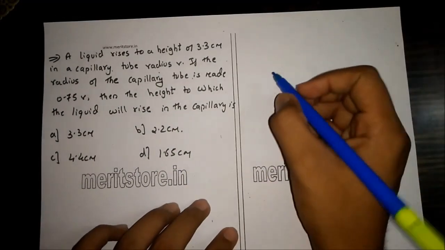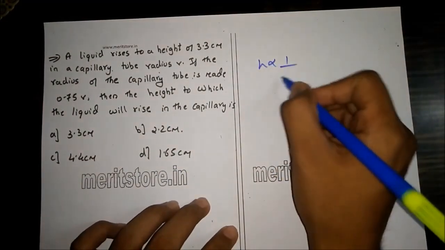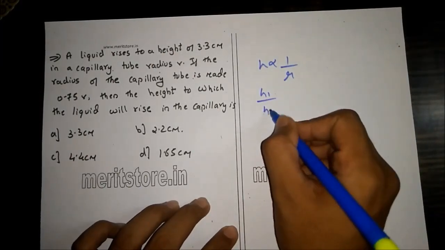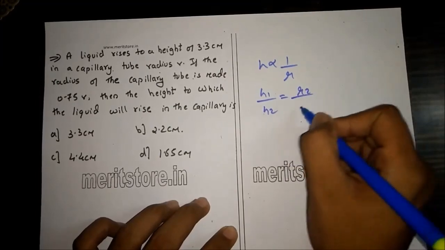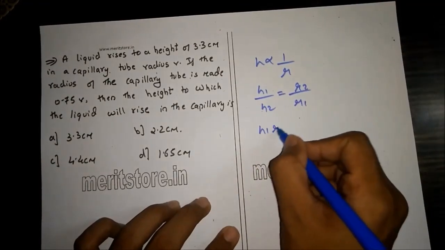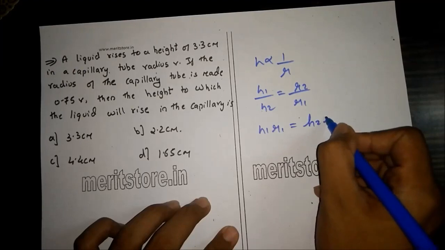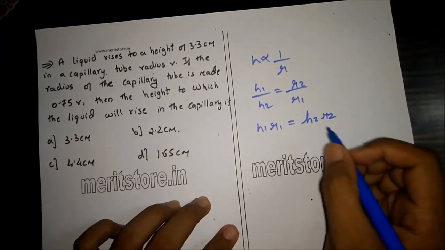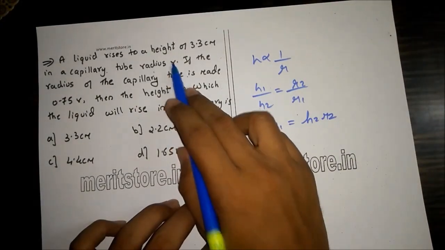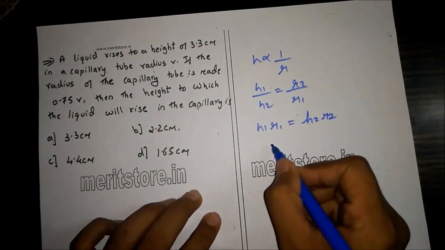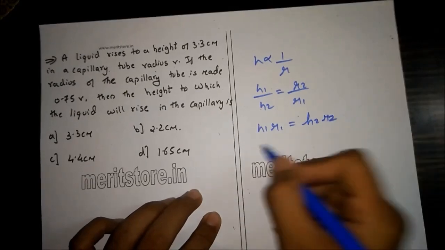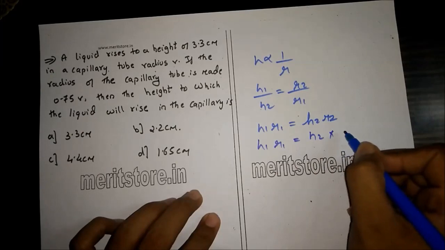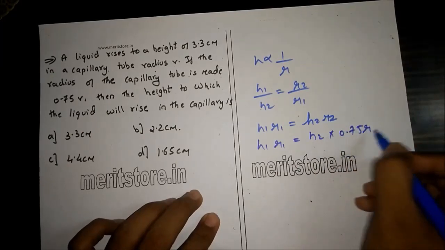Now we know that the height is inversely proportional to r. Therefore, h1 upon h2 will be given as r2 upon r1. Therefore, h1 r1 is equal to h2 r2. Therefore, we need to find the value of r, which is given as small r. Therefore, substituting the values, h1 r1 is equal to h2 into 0.75 into r.